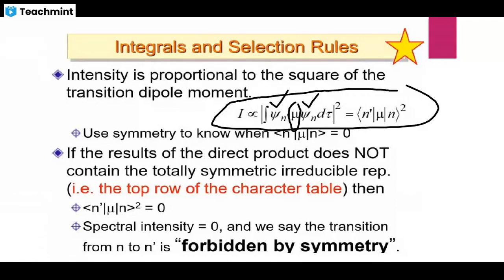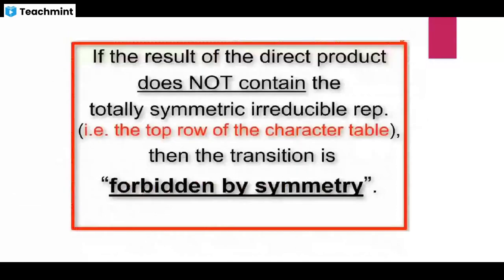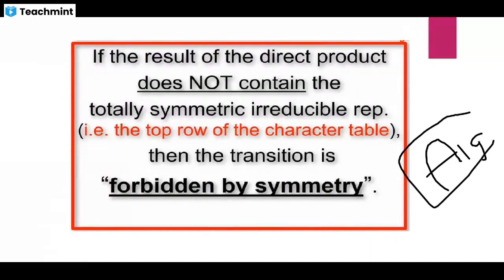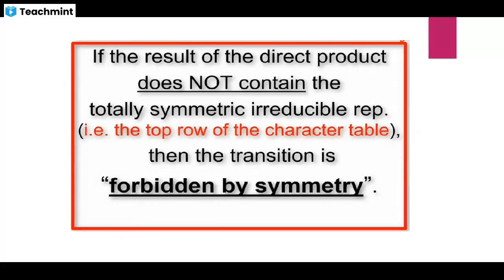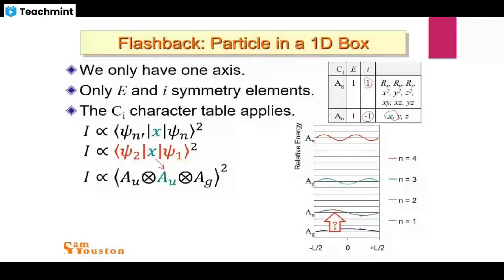All these transitions are only allowed if the product contains the totally symmetric irreducible representation, meaning A1 or A1G, the first character in the character table. If you get this, the transition is symmetry allowed. If it does not contain the totally symmetric representation, it is forbidden by symmetry. We saw an example, and you will understand better.